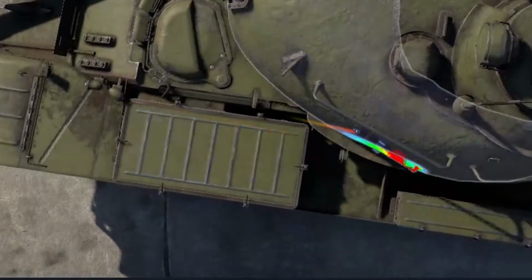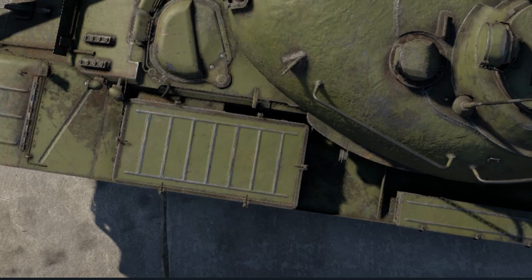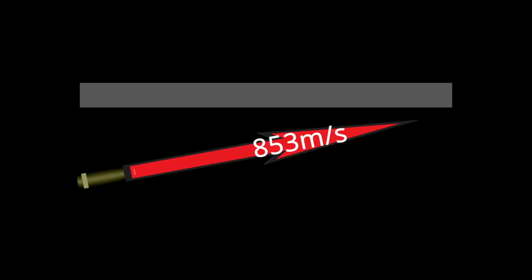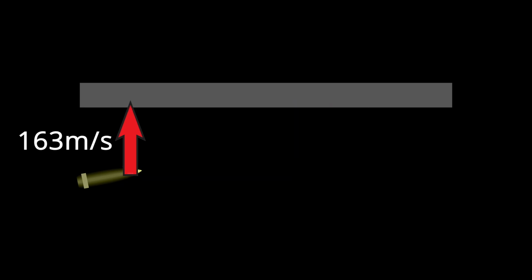Our M82 shell bouncing off of the T-55 can also be used to show an elastic collision, though it might not seem like it. This shell is traveling at its ideal 853 meters a second at an 11-degree angle from the armor plate. Because we know these two things, we can break the vector down into its vertical and horizontal components. Using some trigonometry, we can determine that the vertical velocity is about 163 meters a second. The horizontal velocity is pretty irrelevant at this point, so we can just throw that away.